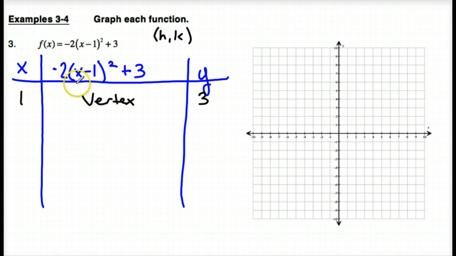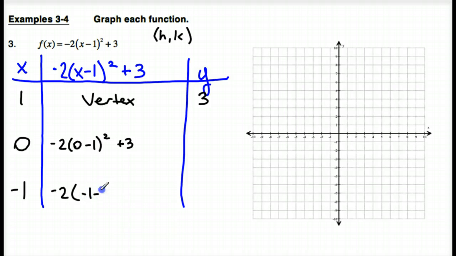Okay, you can still plug in a 1 to this equation here, but when you plug in a 1, you're going to get a 3 for y. So that's why this vertex comes out to be 1, 3. Then I'm going to pick two more values, either smaller than 1 or greater than 1. I'm going to pick 0 and negative 1 for this one. And these two I do have to plug in to find my y values. So I'm going to do negative 2 times the quantity 0 minus 1 squared plus 3, and then negative 2 times the quantity negative 1 minus 1 squared plus 3.